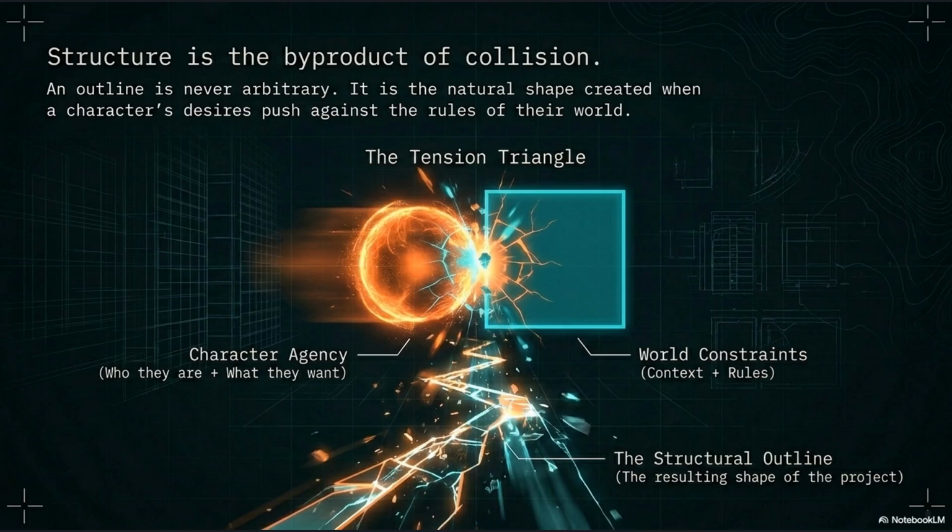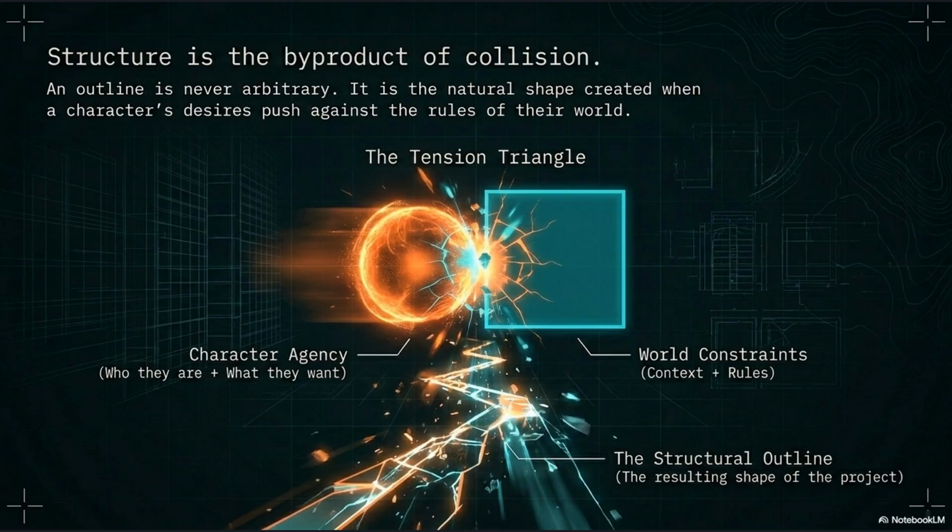In narrative, that collision happens between character agency, who your characters are and what they desperately want, and world constraints, the rules, context, and limitations of their world. As your character's desires push against those constraints, the friction creates the structural outline of your entire project. This means your story's shape is never arbitrary. It's the natural form that emerges when wants collide with reality.